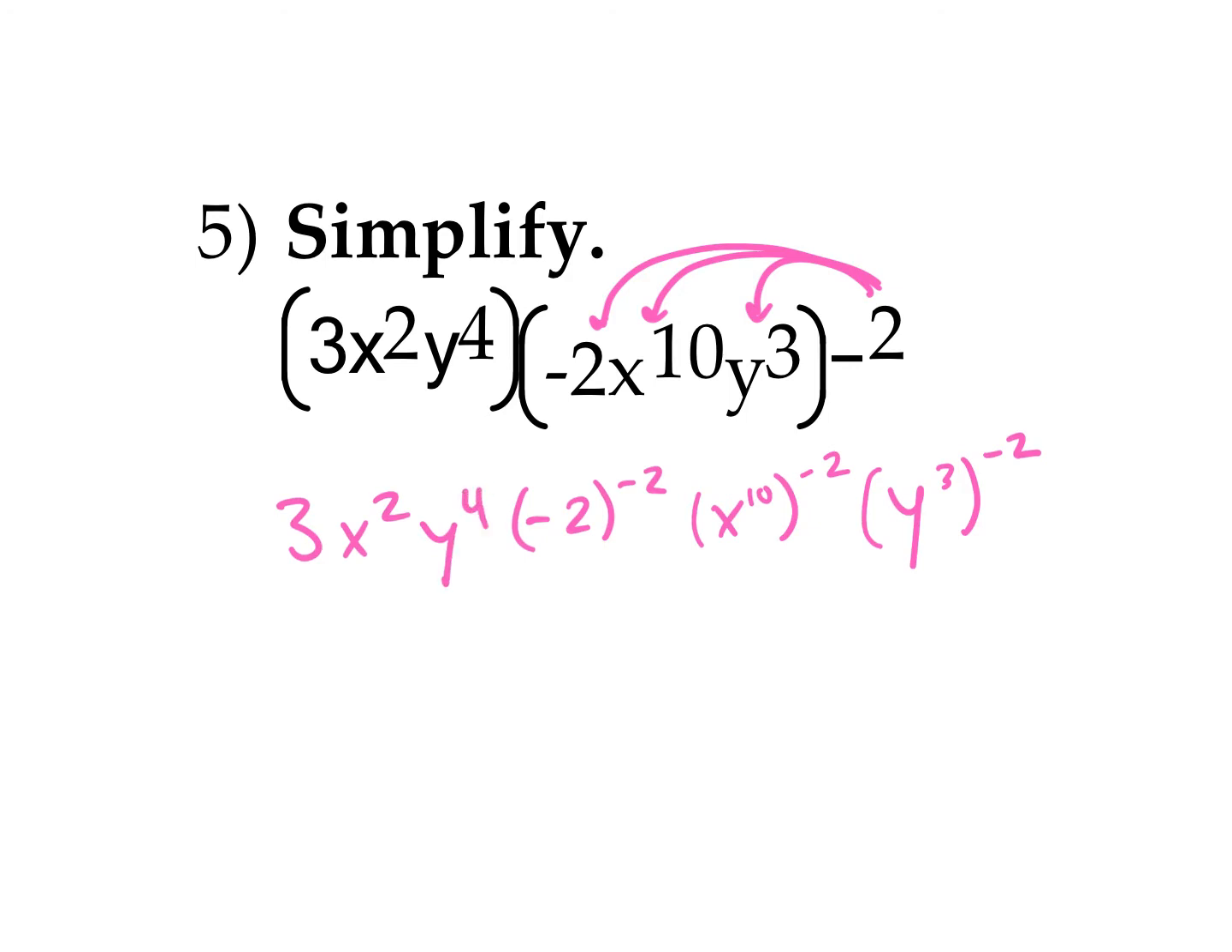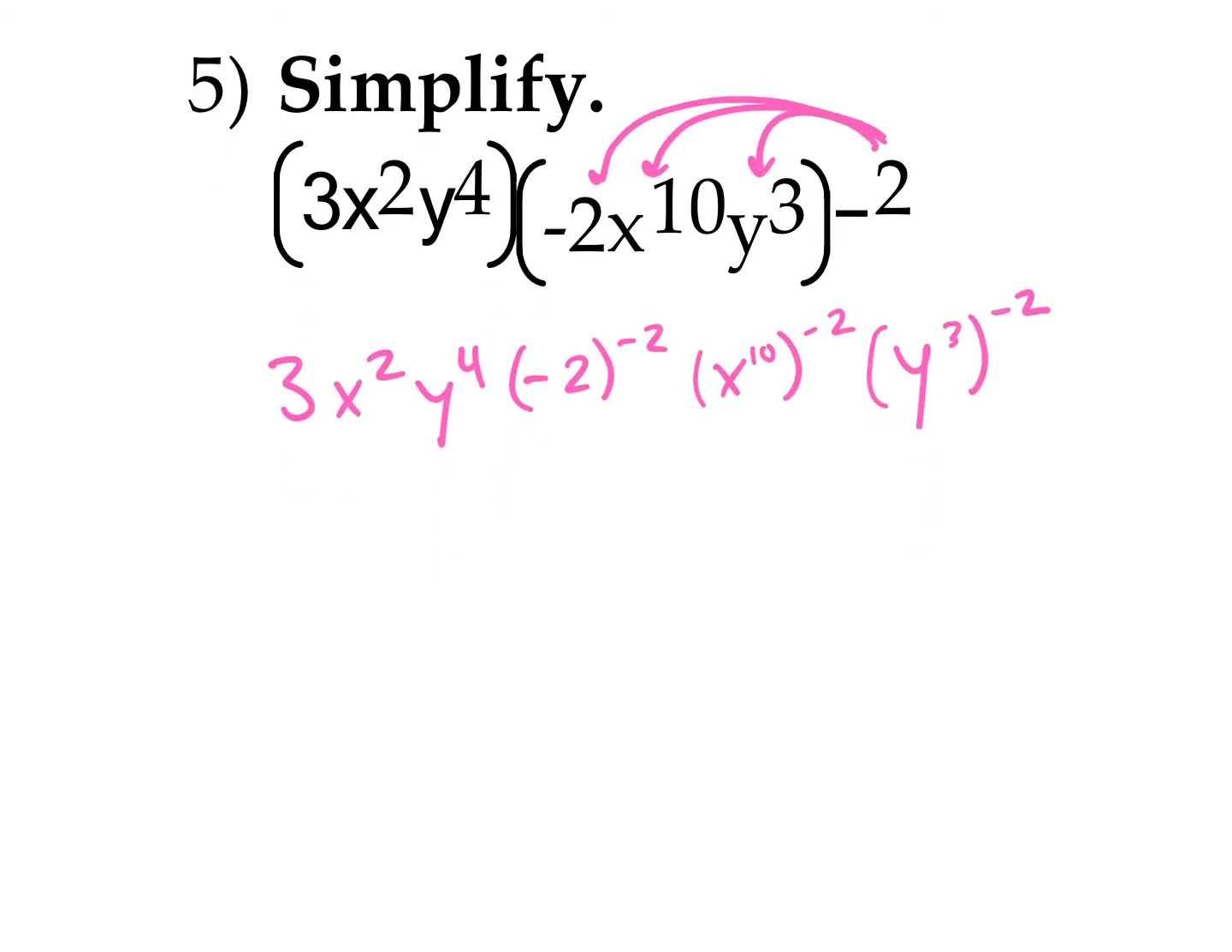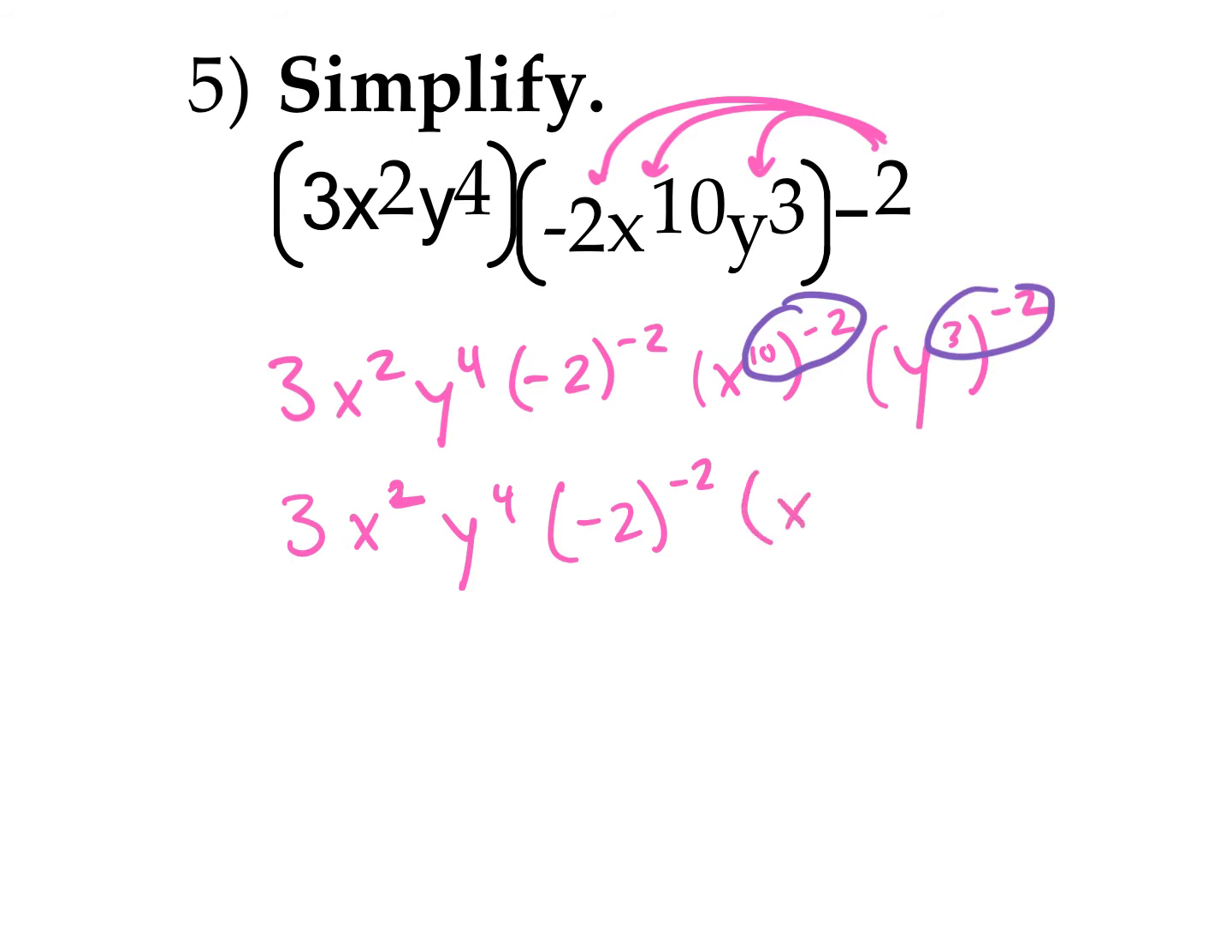Anything else? What should I do next? All right, so when I have a power raised to a power, I can multiply them. Let's do one step at a time. So I have 3x squared, y to the 4th power, negative 2 to the negative 2 power, x to the power of negative 20, and y to the power of negative 6.